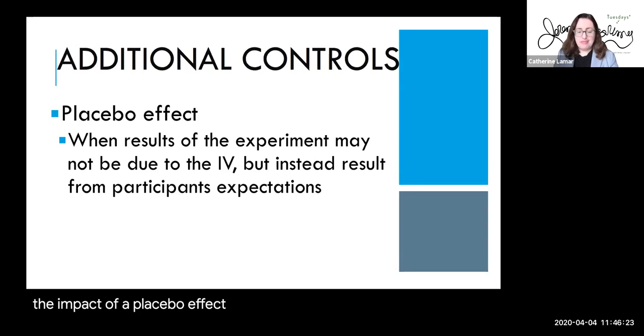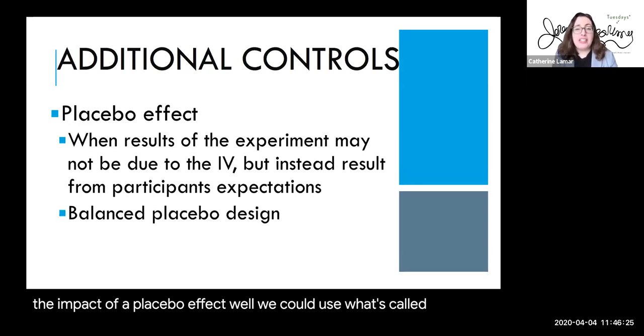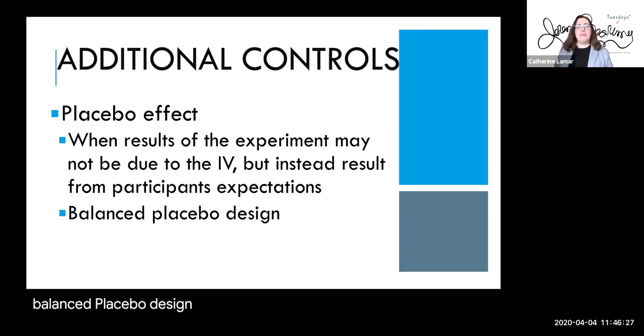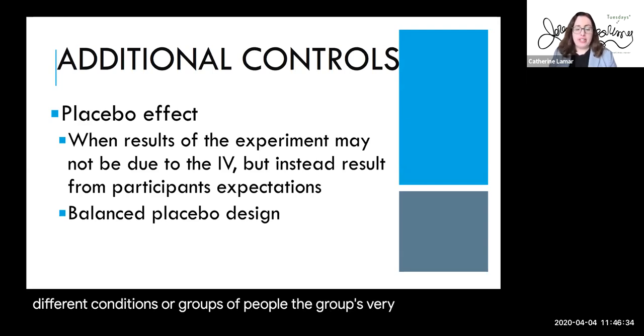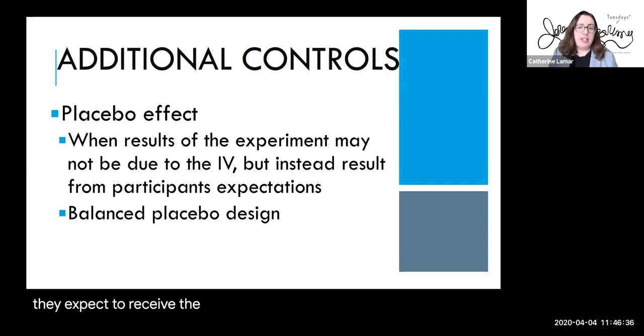Well, we could use what's called a balanced placebo design. And a balanced placebo design has 4 different conditions or groups of people. The groups vary based on if they expect to receive the independent variable or not. And then also they vary based on if they actually receive the independent variable or not.